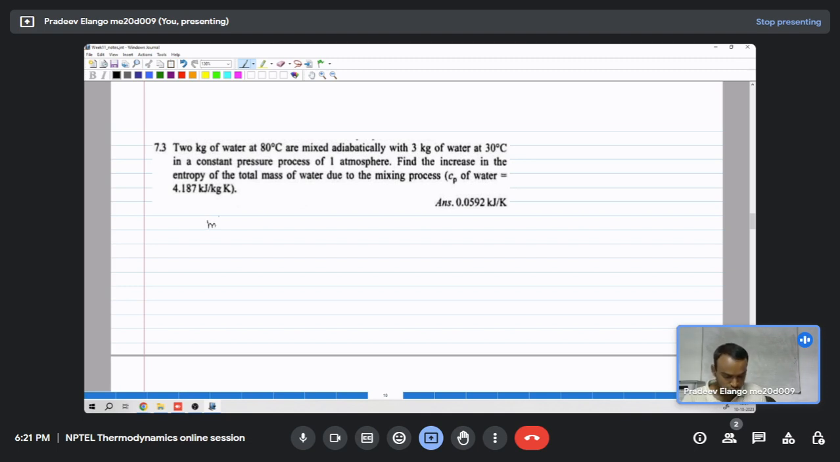So there are 2 streams coming in. Actually there is no flow, so you can say m1 is 2 kg of water, that is at 80 degrees Celsius, and the second body is 3 kg of water at 30 degrees Celsius. Now these are mixed adiabatically, and we need to find the increase in entropy of the total mass of water.